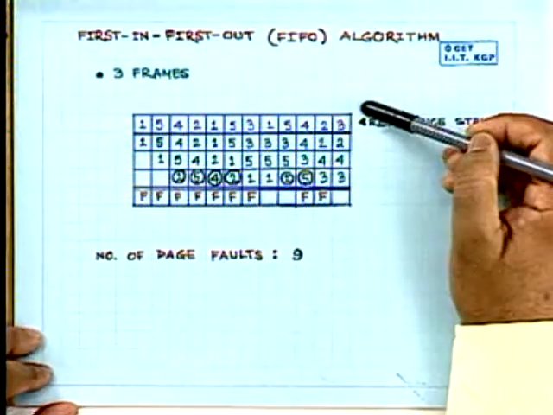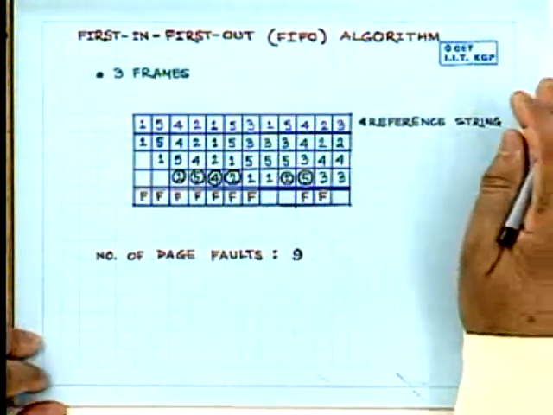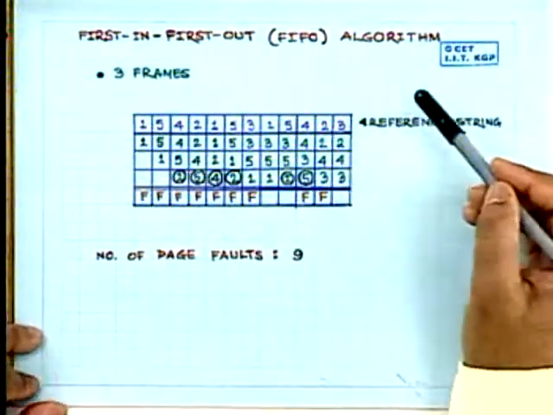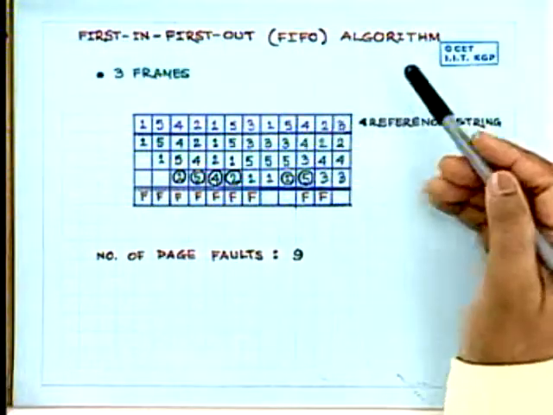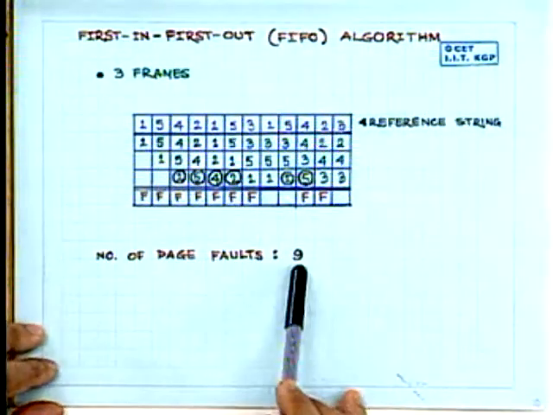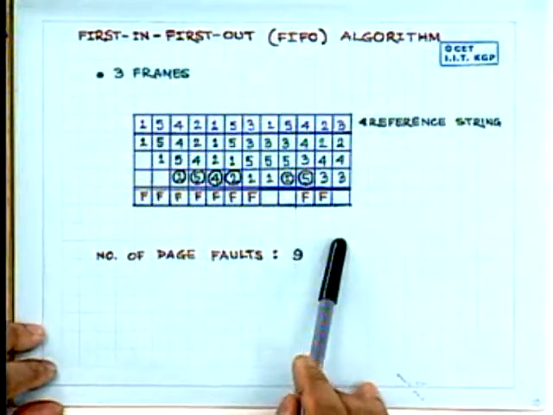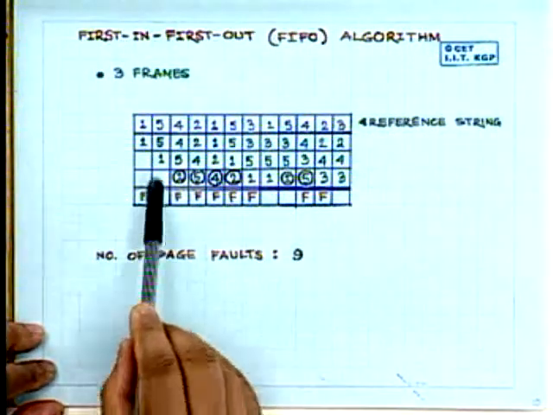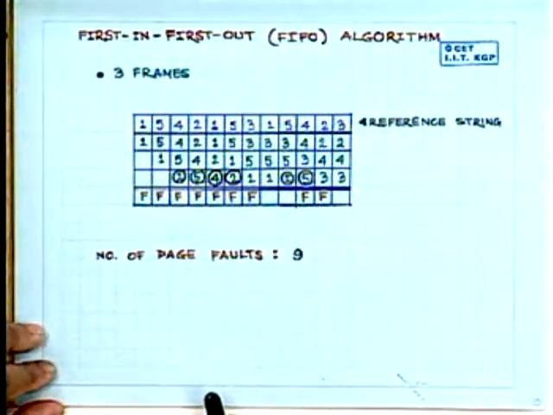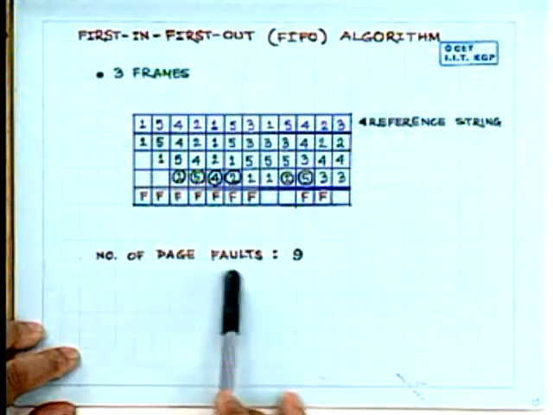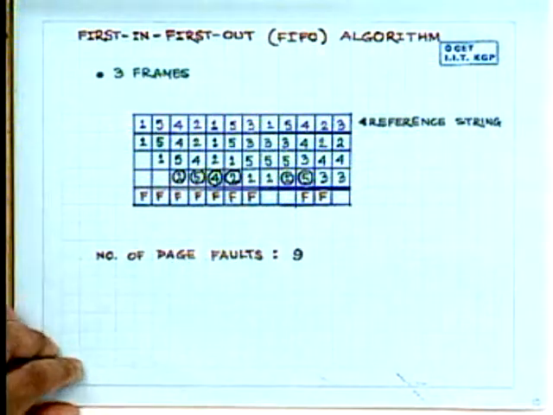This is a contrived example. In fact, it is chosen so that the number of page faults turns out to be higher, so that as an example it can be shown. Naturally, the page faults cannot be that high in practice. But for this particular contrived reference string, the number of page faults is 9, right?